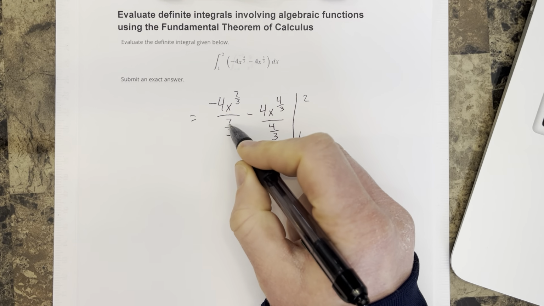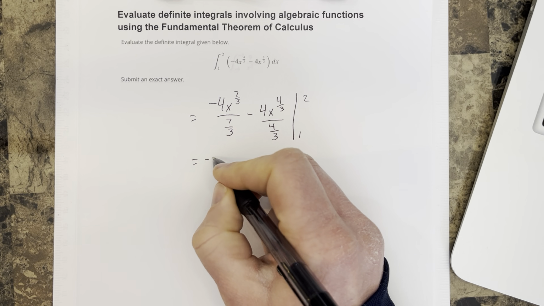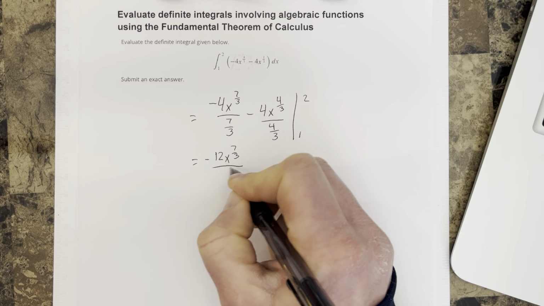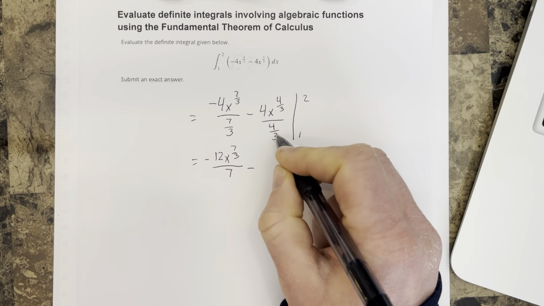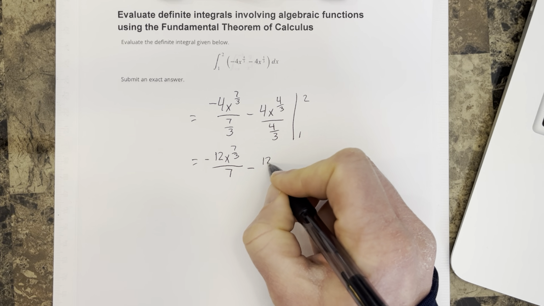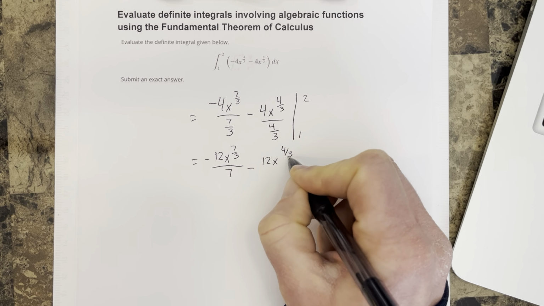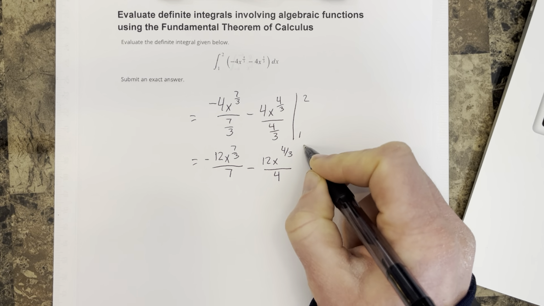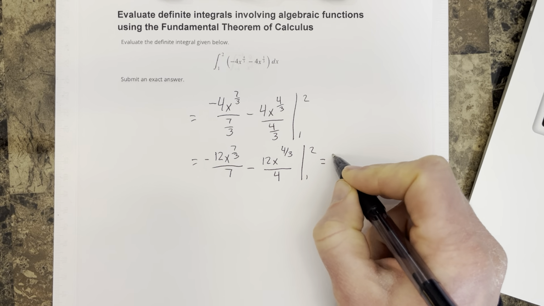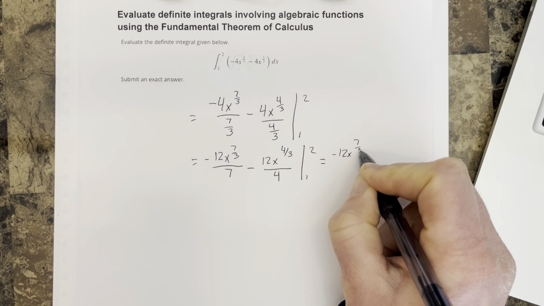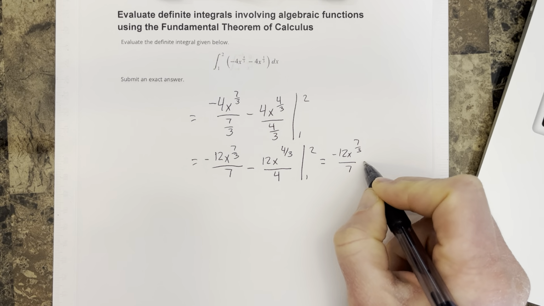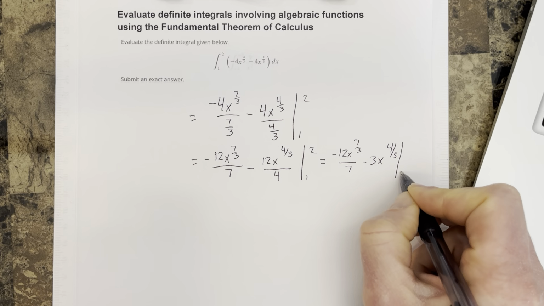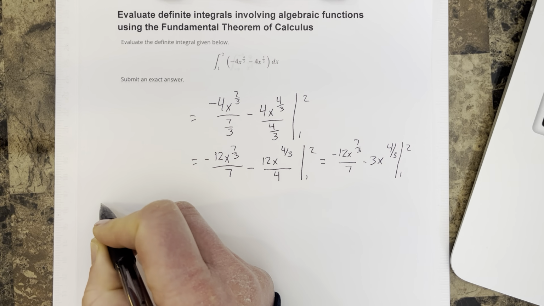Now, if I take the reciprocal and multiply, I end up with negative 12 x to the 7/3 over 7, minus, reciprocal and multiply, 12 x to the 4/3 over 4, from 1 to 2, which equals negative 12 x to the 7/3 divided by 7 minus 3x to the 4/3, evaluating it from 1 to 2. So we're going to plug it in now.